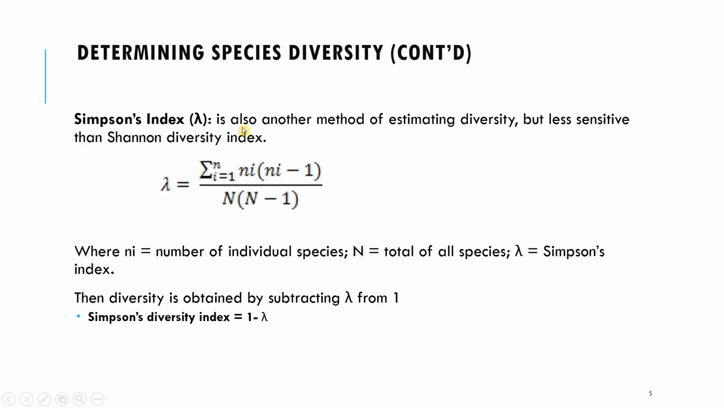The second way is using the Simpson Index. This is the second diversity estimating tool, but it is less sensitive than the Shannon Diversity Index. The formula is this one. Lambda, the Greek letter, equals the sum of ni times ni minus 1 over capital N times capital N minus 1. Small n indicates the number of individuals of a species, whereas capital N indicates the total of all species. And this is the Simpson Index. To know the Simpson diversity, we have to subtract the value of this lambda from 1.